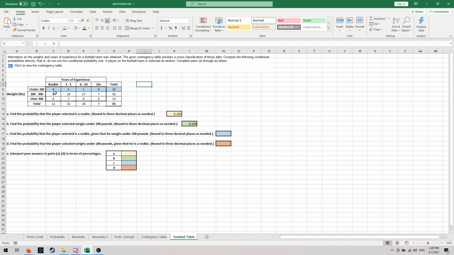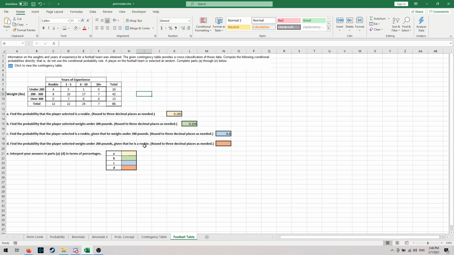Well, we can see there are 4 rookies, 5 people with 1 to 5 years of experience, 1 person with 6 to 10 years of experience, and 0 people with 10 plus years of experience. So we've got 10 players total, 4 rookies. So we're going to do this the same way. We're going to divide the number of rookies by our total. So we're going to press 4 divided by 10, and we're going to get a 0.4 probability. And that is actually, giving away a bit about part E, that's 40%. So a little less than half the time I'm going to pick out a rookie. So we'll just clear this out.